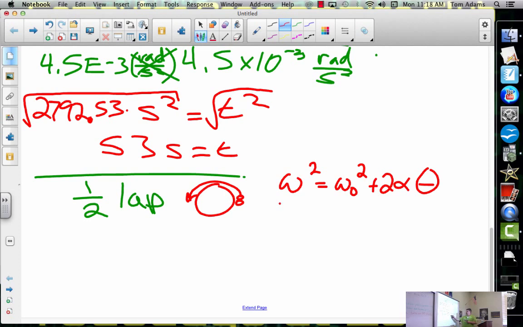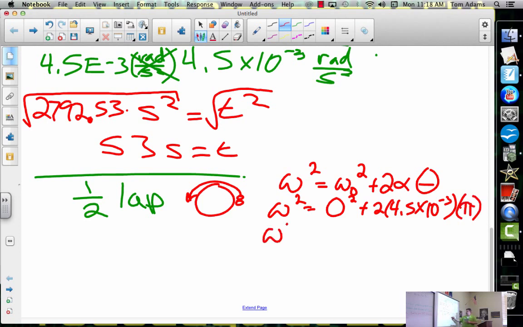All right. So now, our initial angular speed was 0, plus 2 times 4.5 times 10 to the negative 3, and then a half a lap is just pi, right? So our final angular velocity at half a lap is all this stuff. And if you plug that in a calculator, you get 0.0283 radians per second. It's actually radians squared per second squared, all right?